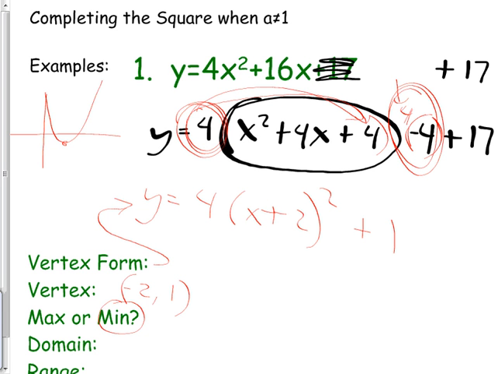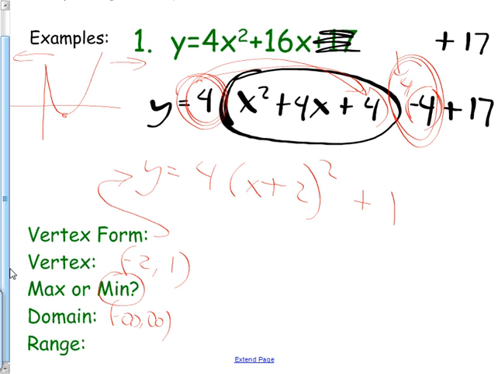And then in the domain, I'll give you a hint. Any parabola has the same domain. Every parabola. Domain is how far will it go this way and how far will it go that way. Every parabola in the world goes from negative infinity to positive infinity. So this domain question is easy. But the range is totally different for each one.